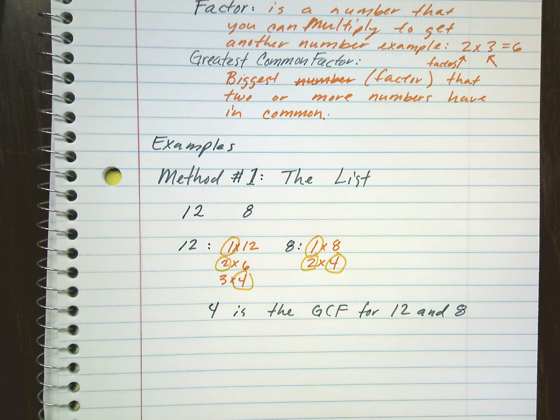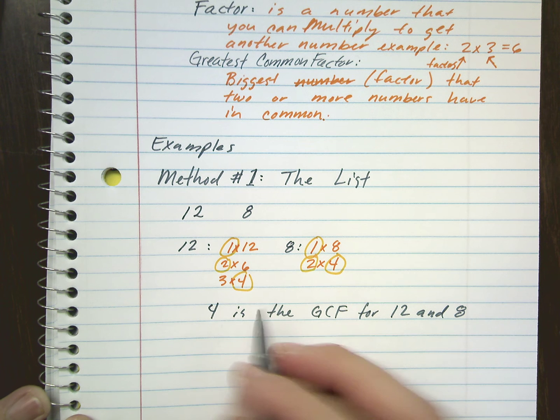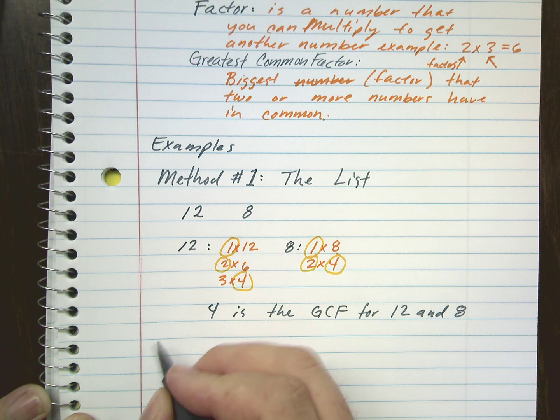You just make a list. The problem with making a list is you have to know all the factors, and when we get to really big numbers, finding all the factors is a little bit harder to do. So let's go with method number 2.